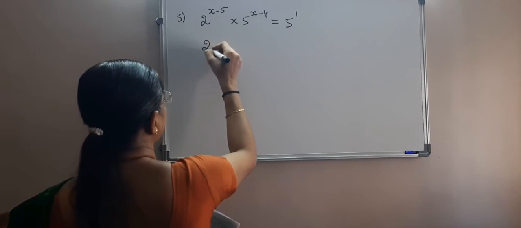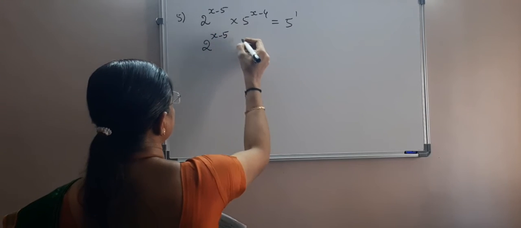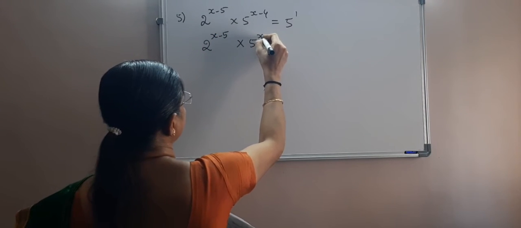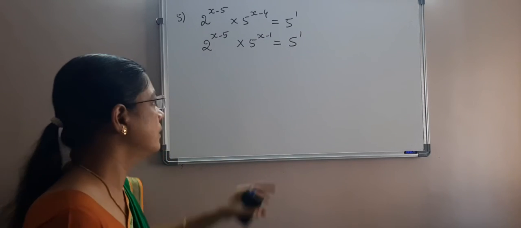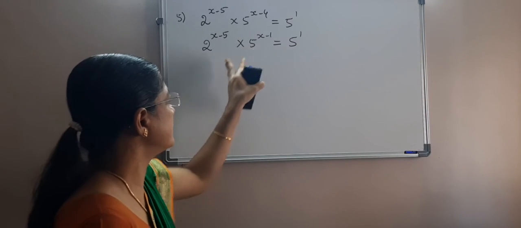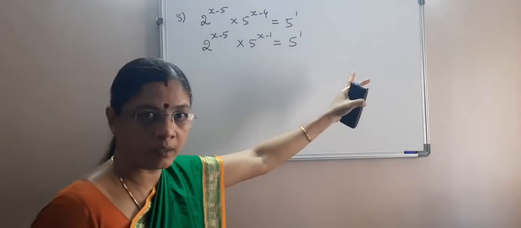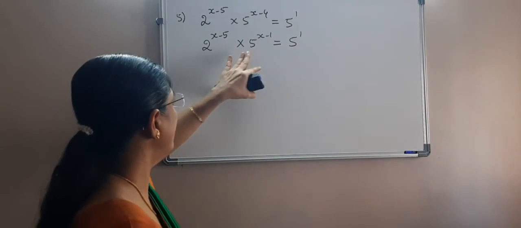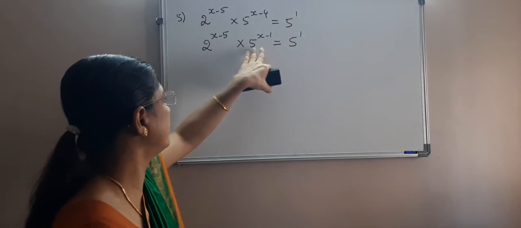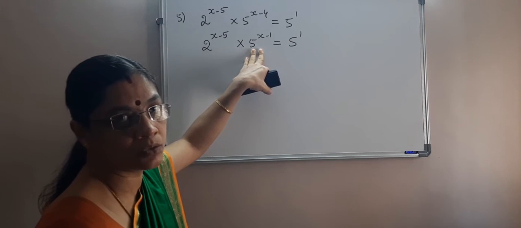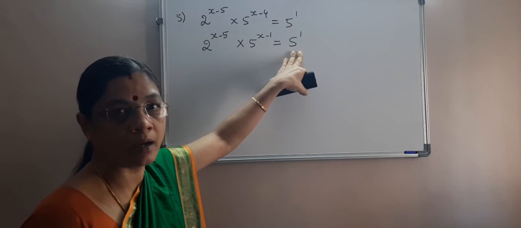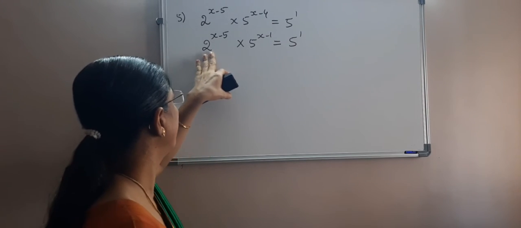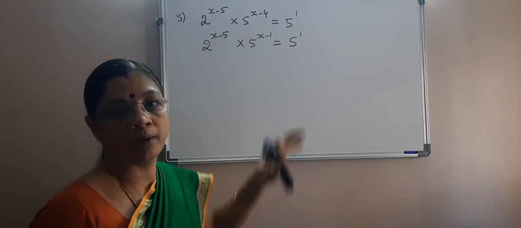Now 2 power x minus 5, let it be like this, and 5 to the power x minus 4 is equal to 5 to the power 1 I have. Now this is an equal to sign, so LHS has to be equal to RHS, isn't it? Now for 5 power 1 we have 5 power x minus 1 here. So the base 5 is there in both LHS and RHS. But for the base 2 there is no number here.